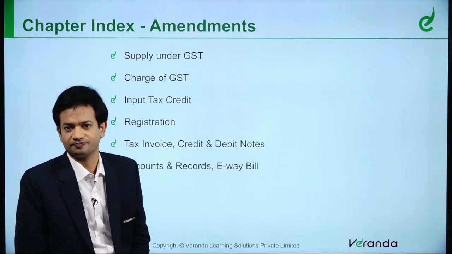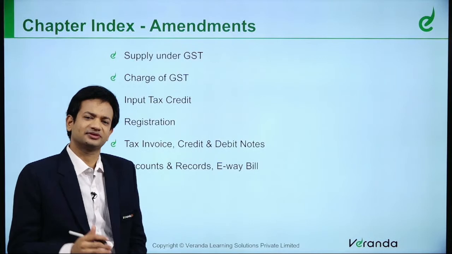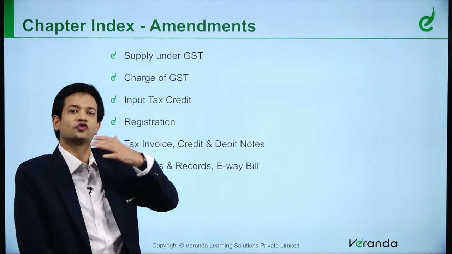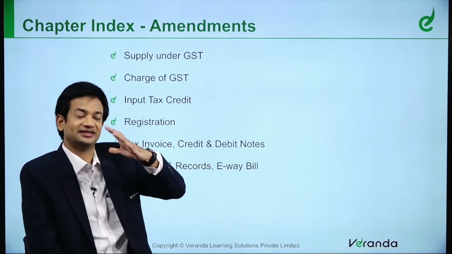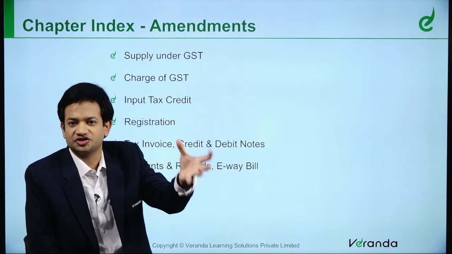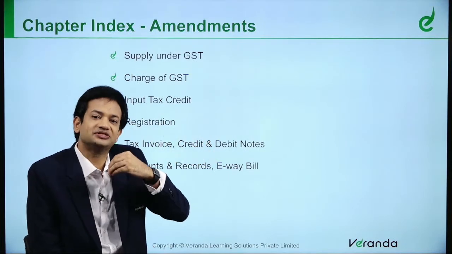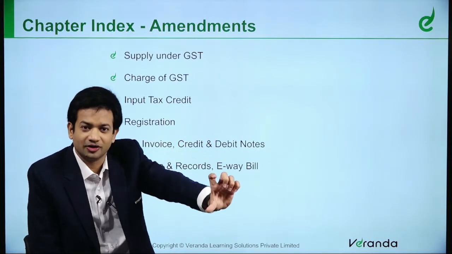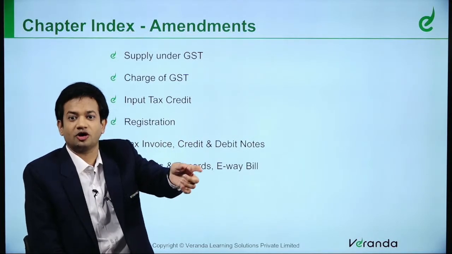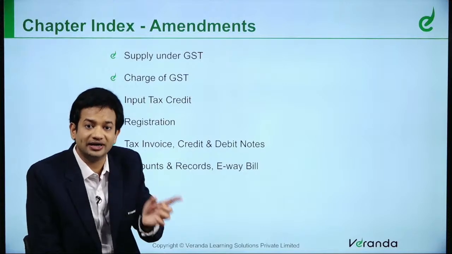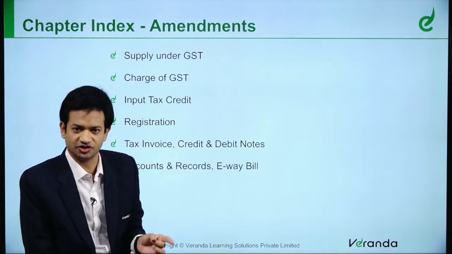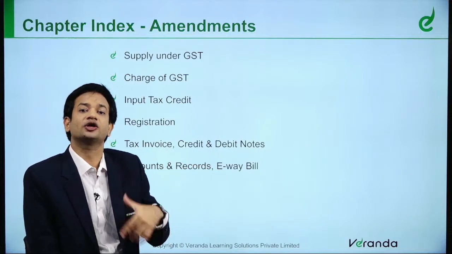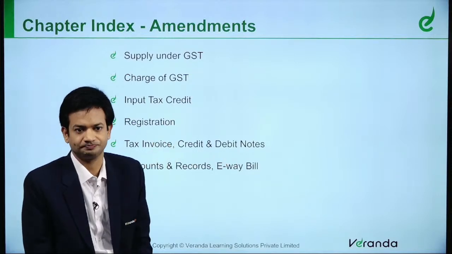Next, accounts and records, e-way bill. So for e-way bill, there are a couple of amendments. One is regarding the time limit. See, when I move goods from one place to another, there is a time limit within which the goods should reach the destination. Let's say, for example, I am sending goods from Chennai to Mumbai. There is a time limit based on the kilometers within which the goods should reach the destination, because the e-way bill has a validity. Now that has been changed from 100 to 200 kilometers. So that's one major amendment in e-way bill. Next is regarding blocking of e-way bill. That also we will discuss in this chapter.